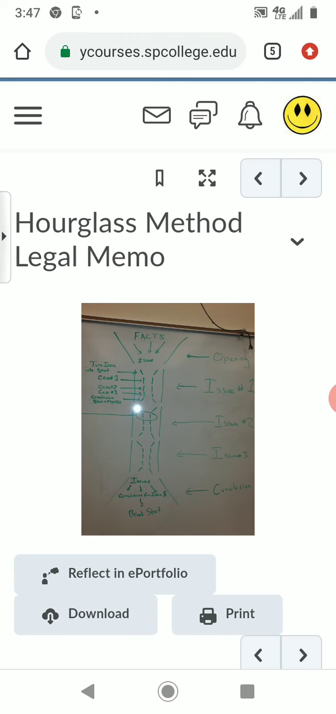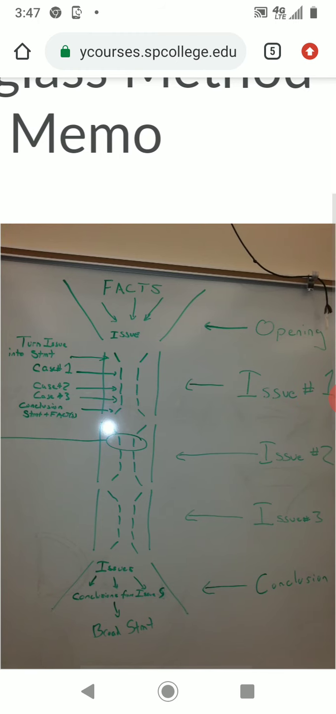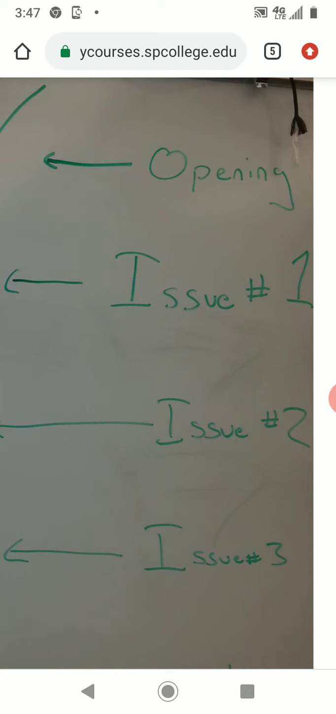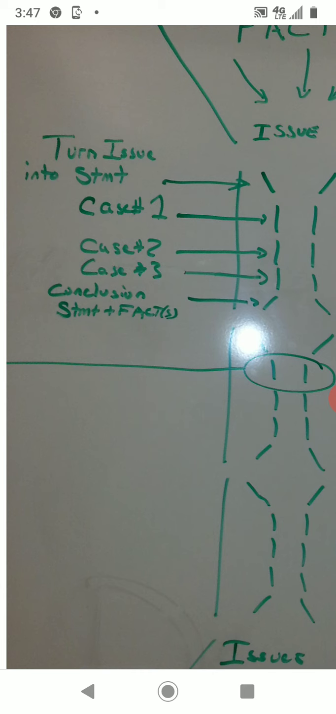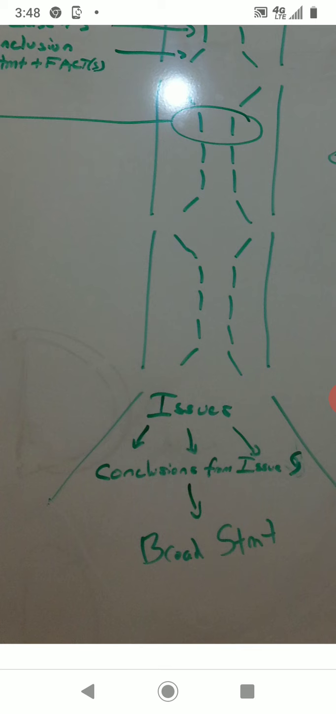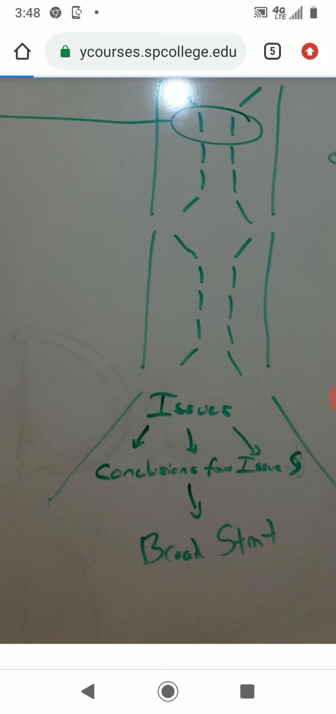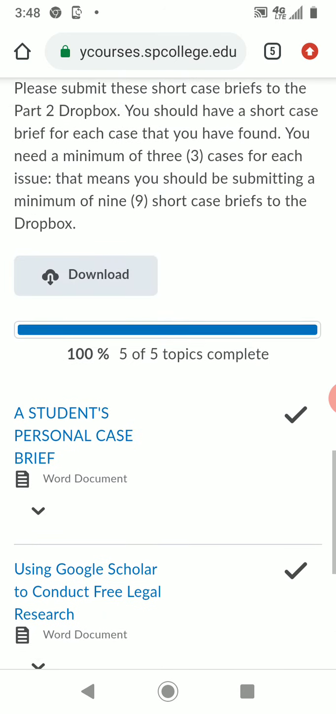Let's make this big so it'll be easier to see. See the opening, you see issue 1, 2, and 3 in conclusion on the side. Turn issue into case 1, case 2, broad statement. Done. And number 3.